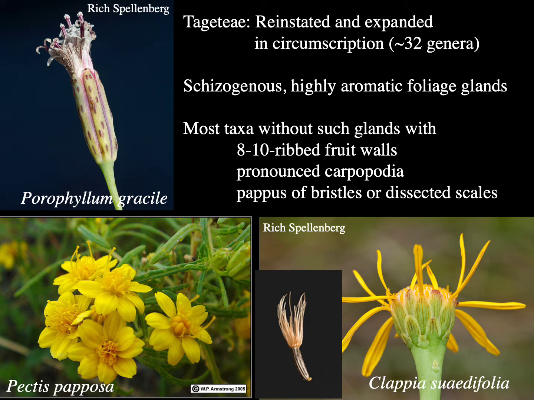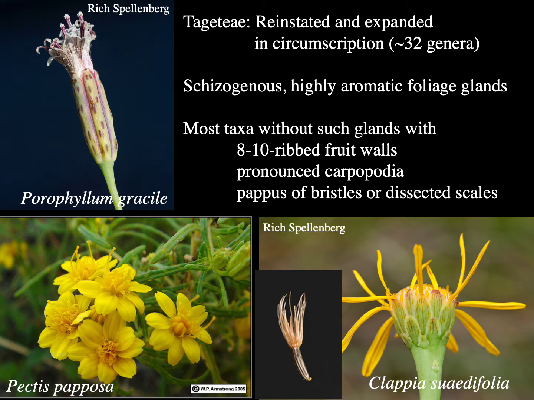And the group, as it was traditionally recognized, sometimes at subtribal rank within Heliantheae as Pectidinae, is very easily diagnosed by these schizogenous foliage glands that you can see on the phyllaries of the involucre in the upper left. And if you look closely at the Pectis in the lower left, you can see the foliage has these schizogenous glands as well that basically form pits or cavities and that emit volatiles that have a really strong odor. So the pyrethrins, insecticidal compounds of Tageteae, are a great example.